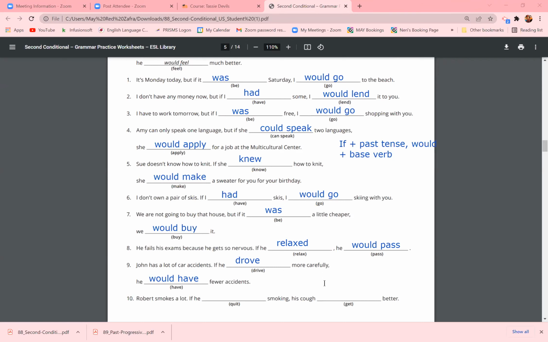Robert smokes a lot. If he quit smoking, his cough would get better. Yeah, so what's the past tense of quit? Quit. Yeah, so the past tense of quit is quit, quit, quit, right? Same as cut, cut, cut. His cough would get better. Okay, so the structure is if plus past tense, comma, would plus base verb. Don't forget that. Okay.